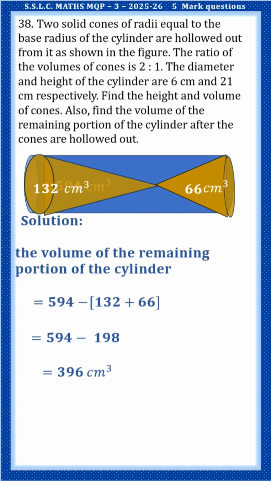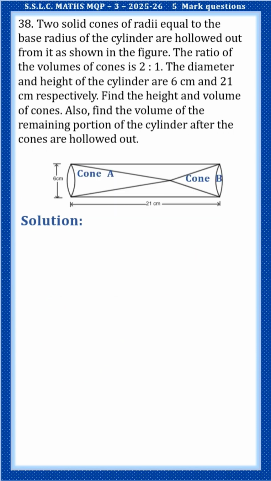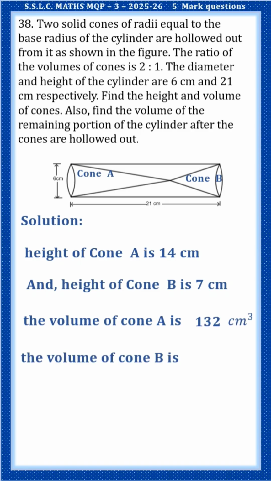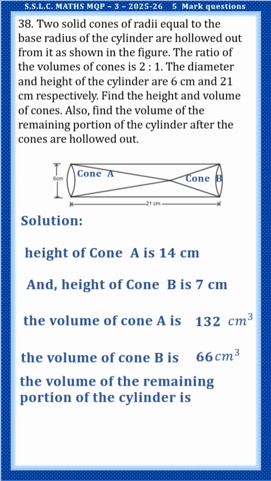Now it is the time for final answers. Height of the cone A is 14 centimeter. Height of the cone B is 7 centimeter. Volume of the cone A is 132 centimeter cube. The volume of cone B is 66 centimeter cube. The volume of the remaining portion of the cylinder is 396 centimeter cube.